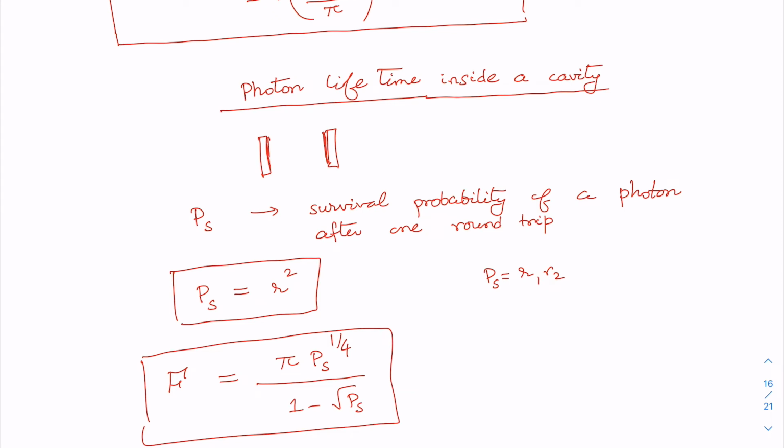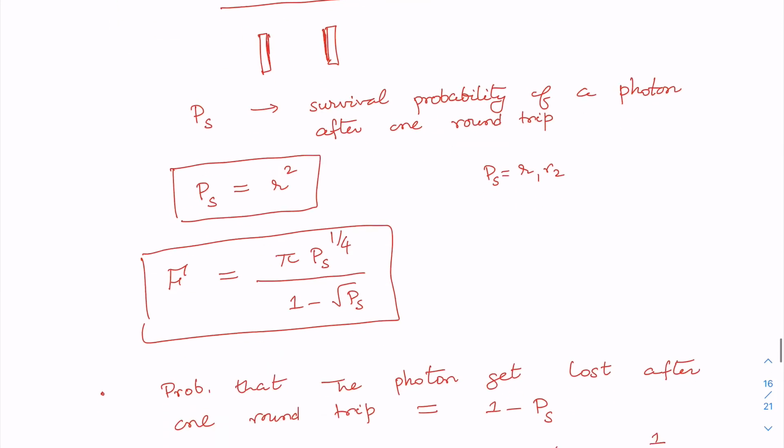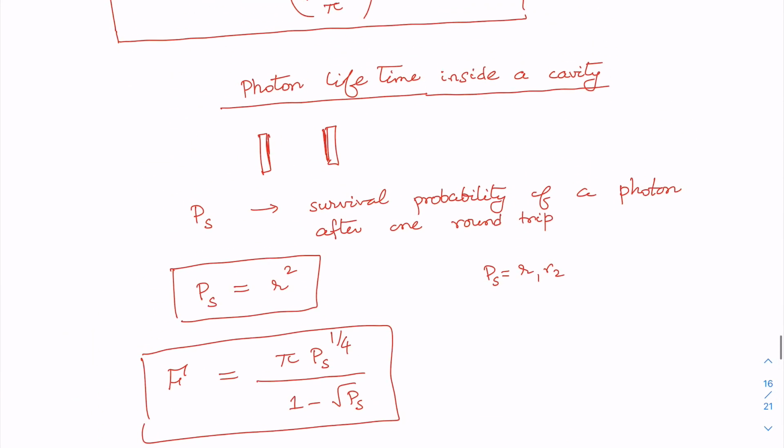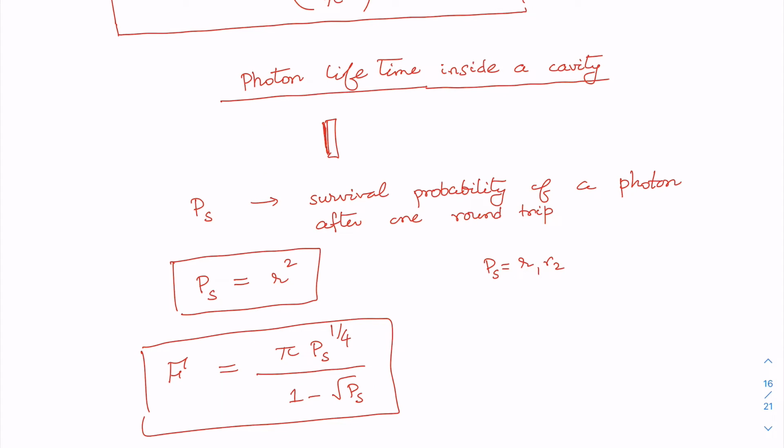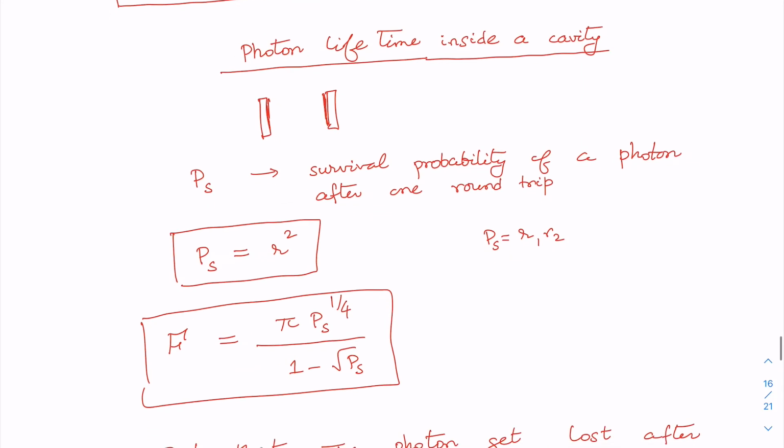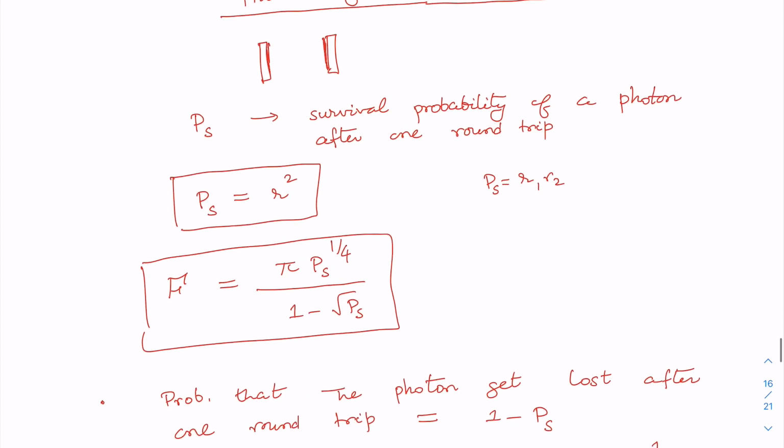And then finally, in the last class, we discussed the photon lifetime inside the cavity, because a photon would not stay inside the cavity for eternity. After some time it will leak away, and there is a certain lifetime of the photon inside the cavity. We worked it out assuming that the survival probability of the photon is very high, because generally these mirrors are very high quality mirrors, with very few losses and reflectivity around 98 to 99%. So the survival probability of the photon is pretty large.